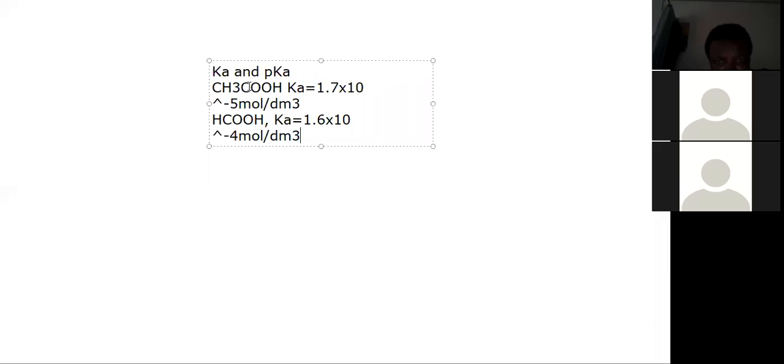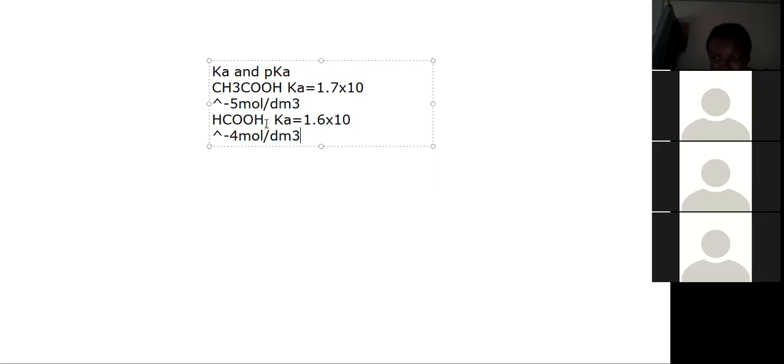What's the name of this? Who can tell me the name of this compound and this compound? For the first one, I know it's ethanoic acid. Okay, correct. And the second one? Maureen, what's the name of the second one?